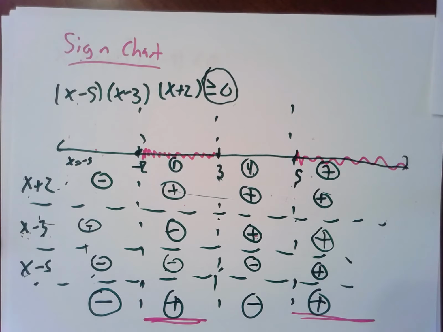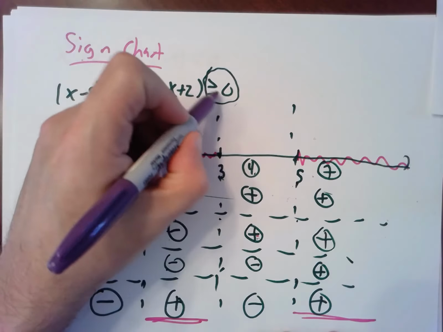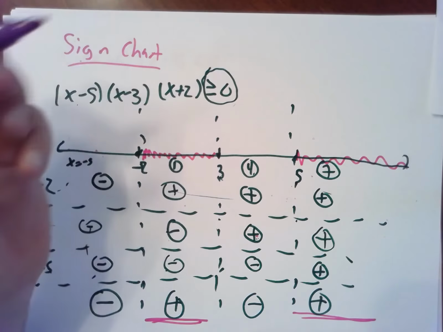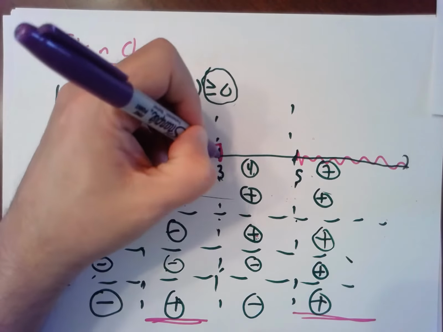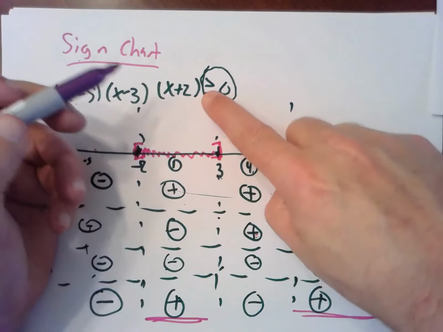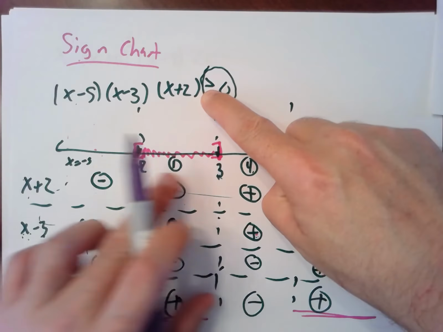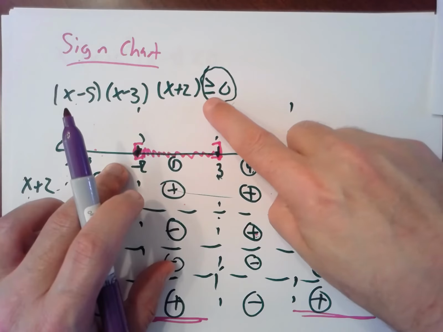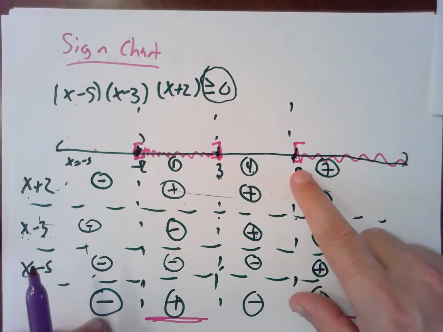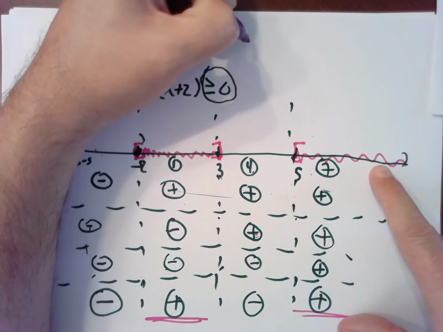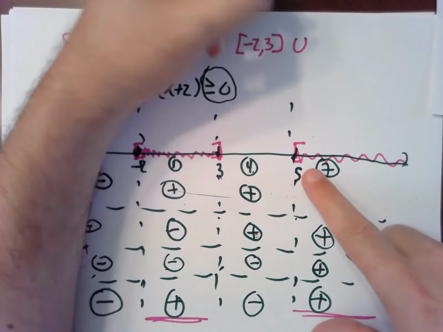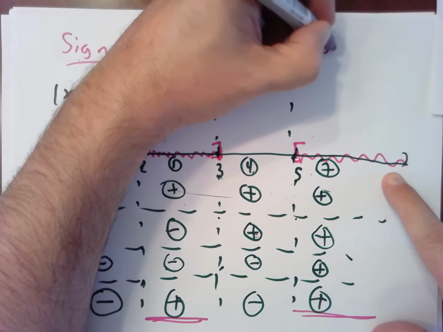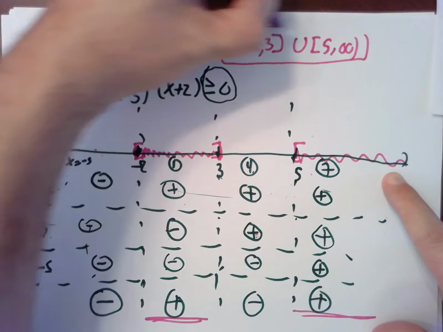Now, the only thing we've got to worry about is, what about the endpoints? Do I include the -2, the 3, the 5? That's when we look and see, did we have a greater than, or greater than or equal to? I did have an equal to, so I'm going to include these endpoints. If there were no equal to there, I would use open circles or parentheses. Because I have the equal to, I'm going to have closed brackets. And my final solution is, let's write it up here, -2 to 3, that region there, union, this region here, 5 to infinity.